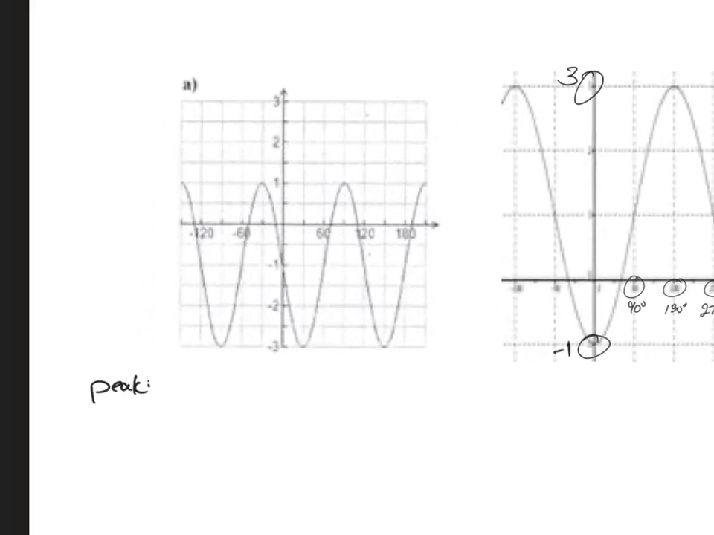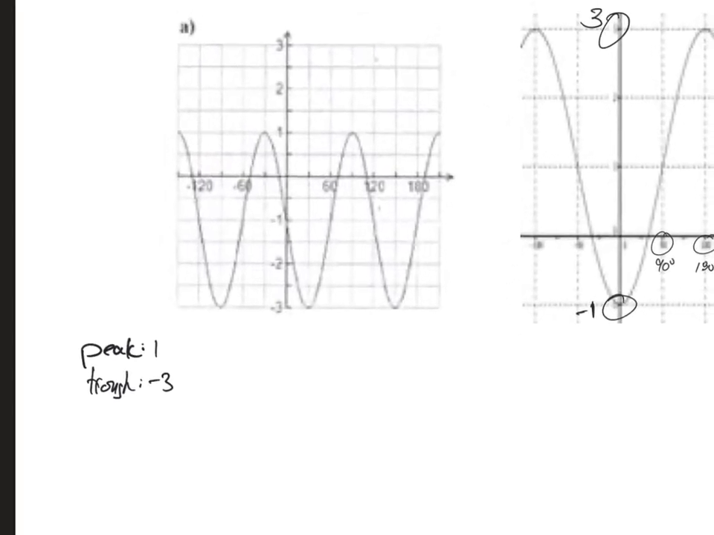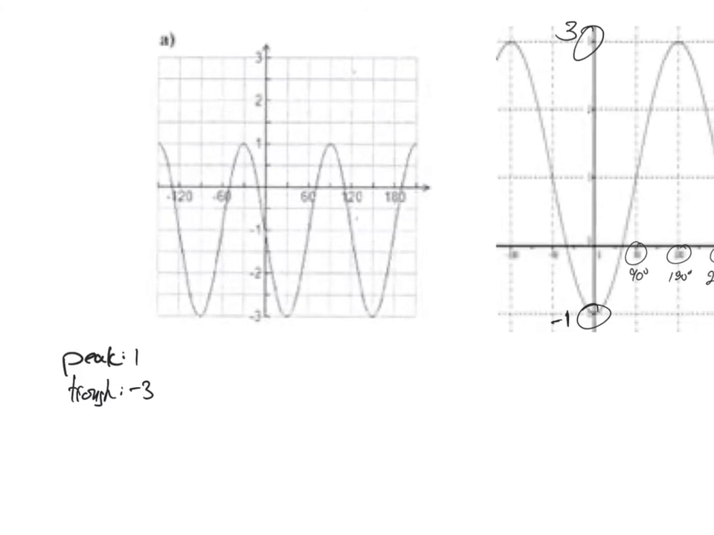So what's the peak of the first one? Well, the peak is 1. What's the trough? It's minus 3. And why I like picking off the peak and the trough is based off of that. In other words, what's the max and min? We could get two of our attributes.